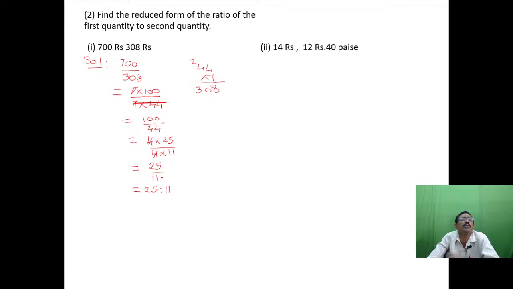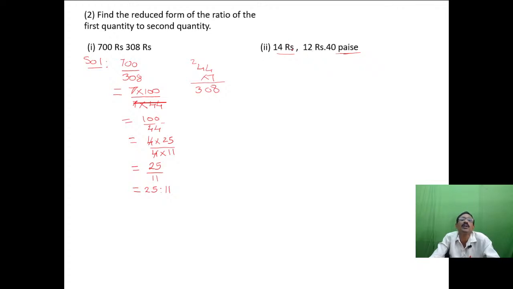Let's take one more sum. 14 rupees, 12 rupees 40 paise. If you look at this properly, you have got here 14 rupees. Here you have got paise. Very carefully see here. You have got paise, you have got rupees. As the fourth property told us, what did the fourth property tell us? That the units have to be the same when the quantities should be same.